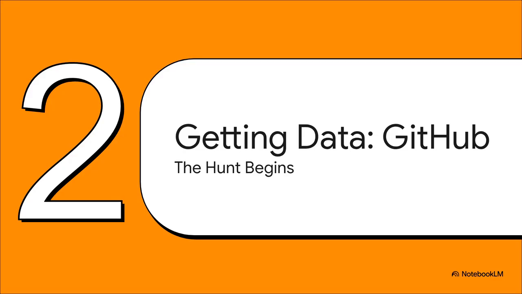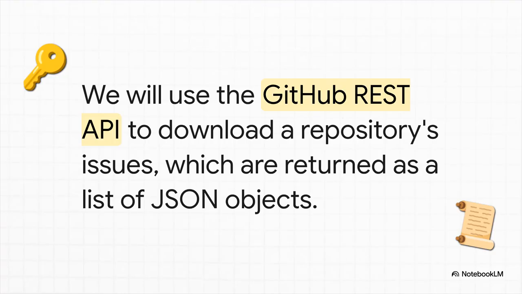All right, quest accepted. Time to start gathering our raw materials. And our treasure trove for this adventure is one of the biggest hubs of developer activity on the planet, GitHub. The main tool for our mission is the GitHub REST API. You can think of it like a master key that lets us programmatically unlock a repository and pull out all the public data inside. We can use it to grab every single issue, the title, the description, all the metadata, and it hands it to us in nicely organized JSON objects.